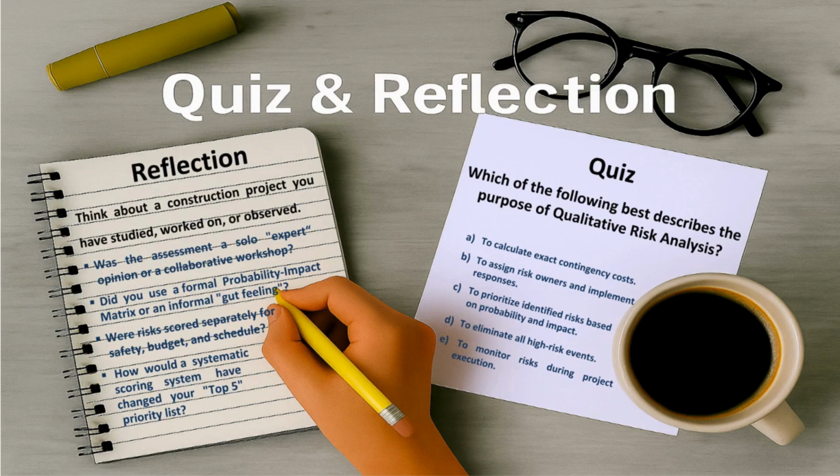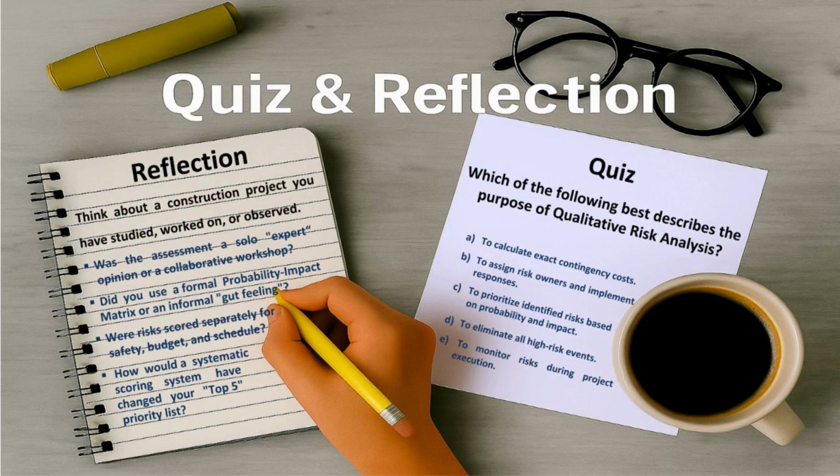Also consider whether risks were evaluated separately for safety, budget, and schedule, or treated as a single general concern. Finally, ask yourself how a systematic scoring approach might have changed the project's top 5 risks. Would different risks have received higher priority? Would management attention and resources have been allocated more effectively? Now, apply this thinking to the quiz question.